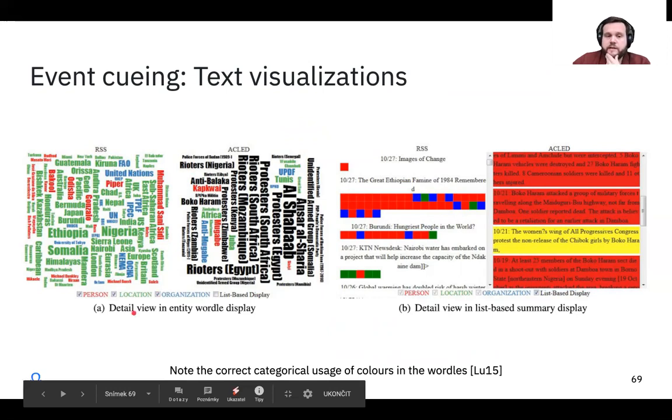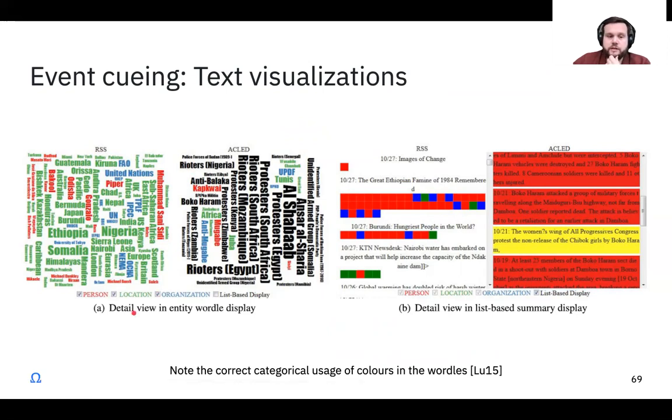I commend the correct categorical usage of colors in the Wordles. So here you see that people are color coded red, locations are color coded green, and organizations are color coded blue. So this is nice. So you can see that this was talking a lot about locations, about some key people. This is done right in this approach.